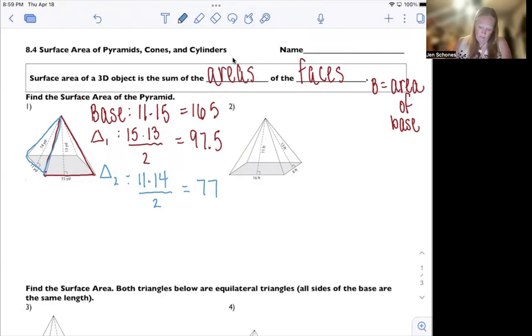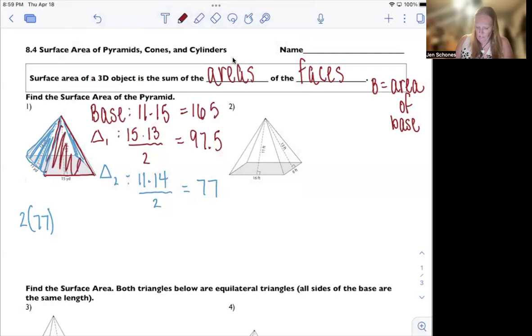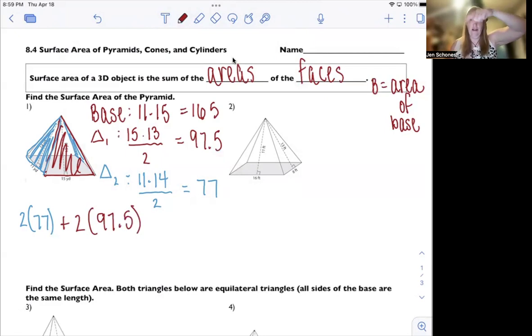If this side right here has an area of 77, then over here, and it's kind of hard to see, there is a matching triangle. That means there are 2 of them, so I'm going to do 2 times 77. Then I notice there's also this front triangle, and a matching one in the back, so I'm going to do 2 times 97.5. That's all the sides, which we call the lateral area. Then I'm going to add in the base, which was 165.